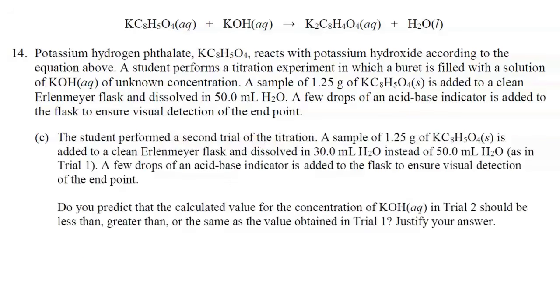In part C, it says the student performed a second trial of the titration. A sample of 1.25 grams of potassium hydrogen phthalate is added to a clean Erlenmeyer flask and dissolved in 30.0 milliliters of water instead of 50.0 milliliters of water as in trial 1. A few drops of an acid-base indicator is added to the flask to ensure visual detection of the endpoint. Do you predict that the calculated value for the concentration of potassium hydroxide in trial 2 should be less than, greater than, or the same as the value obtained in trial 1? Justify your answer.